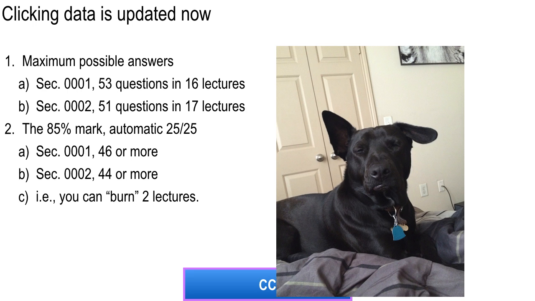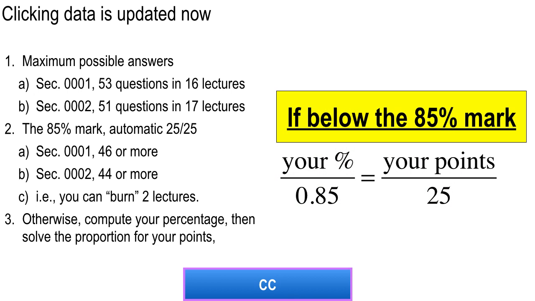And so you've got basically 2 lectures to burn, and you're still going to come out okay. But hopefully you haven't done that. Hopefully everybody's up at 100% participation. All right. But if you've missed 2 lectures, a total of 6 or a total of 7 questions, you're still good. Otherwise, you have to figure out your percentage and then your points.